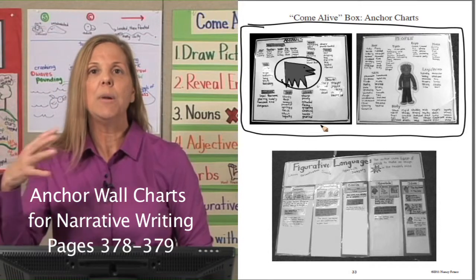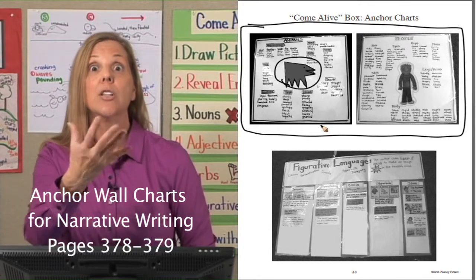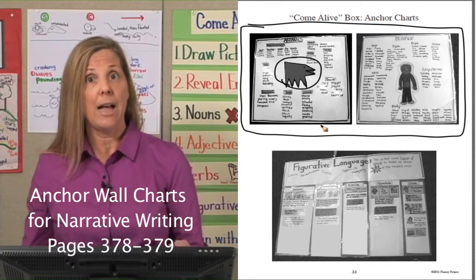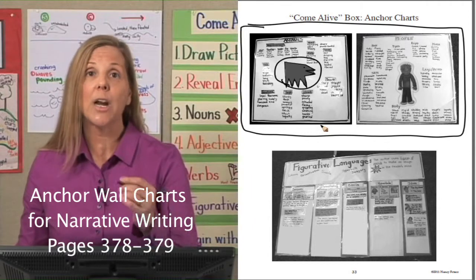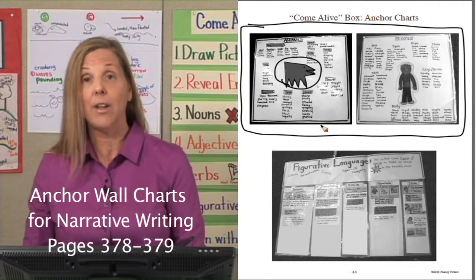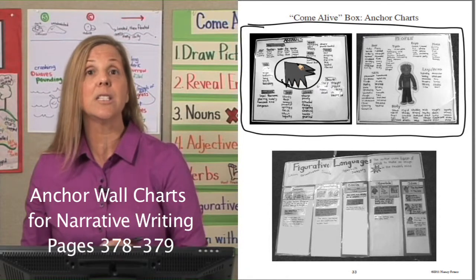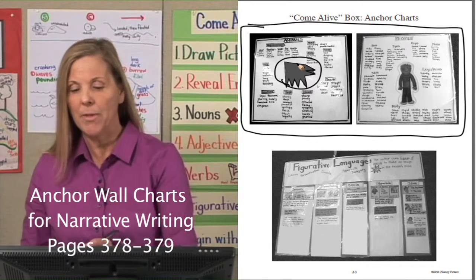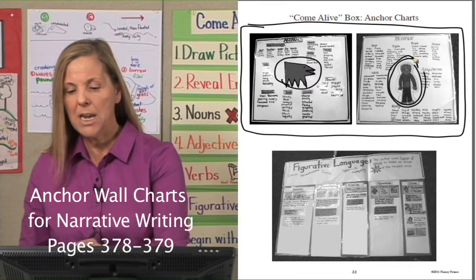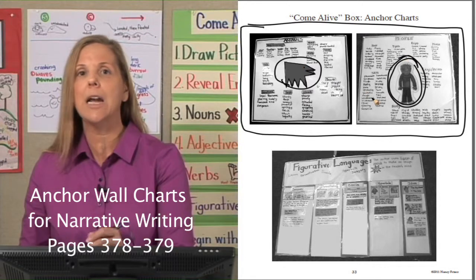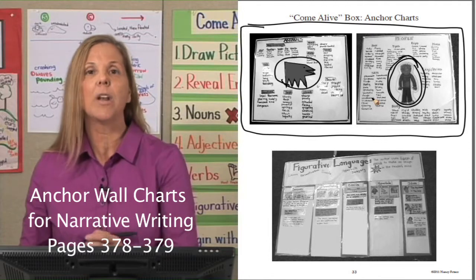Why did I do that? Because what do adjectives do? They describe the noun. So when they have a Come Alive box, they're writing their nouns first, and if they have an animal, they could go to their animal chart, find that part of the animal, and see many different adjectives to choose from. I've done the same for people, where I have the parts of people, their hair, their eyes, their smile, whatever it may be.